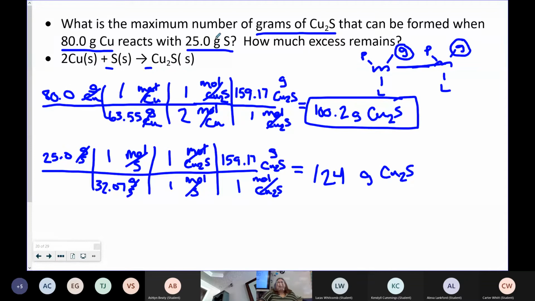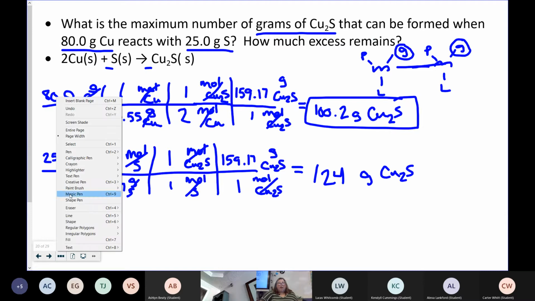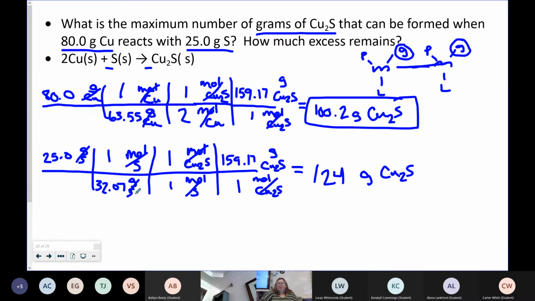So that addresses that first question of what's the maximum number of grams of copper 1 sulfide that can be formed. Here's where that secondary question comes in, the how much excess remains. I added this because, like I said, I wanted you to see what happens when you have a secondary question after you found the limiting reagent. So we want to know how much excess remains. Our excess is the sulfur, so we want to figure out how much sulfur is left over that did not react.